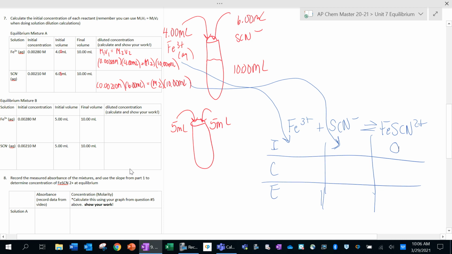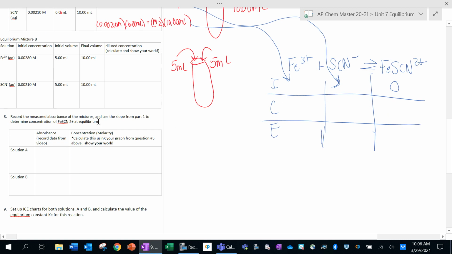The next thing we want to do is use our graph from part 1. If you look at question 5 in part 1, we made a graph that showed the relationship between absorbance and the concentration of iron thiocyanate, because iron thiocyanate is the red stuff. The absorbance that we're going to measure here can be used to tell us the equilibrium concentration of the iron thiocyanate.